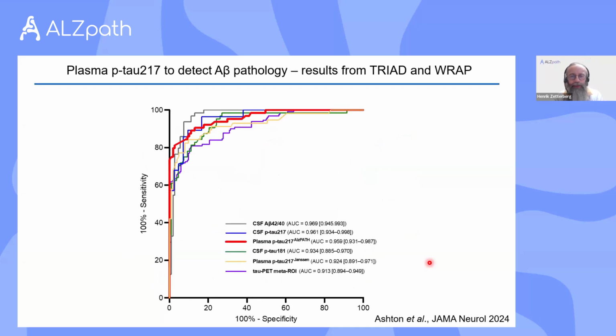Here's a comparison of different biomarkers to detect amyloid pathology, and these are results from the TRIAD and WRAP cohorts in a study led by Nick Ashton that was published earlier this year. And here you see the ALZpath assay with a very nice AUC to detect amyloid pathology in these two cohorts. Very similar to the CSF measures and actually tau PET as well.